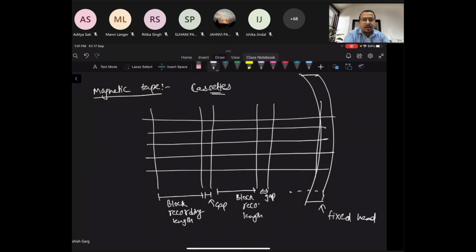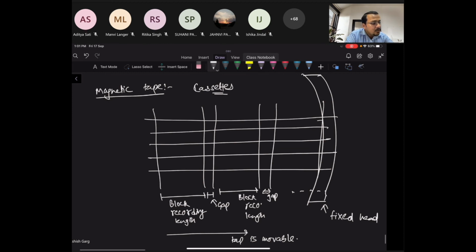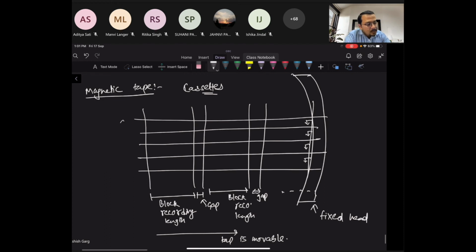It cannot move. So what is movable? The tape is movable. The head is not movable, and this head is made up of multiple heads like this, which read from all the tracks simultaneously. So what is this? N parallel tracks. And this is nothing but the block capacity. So this is one block capacity.